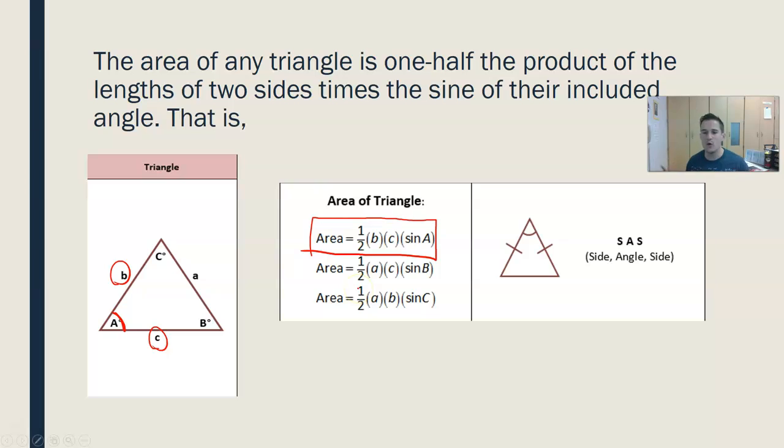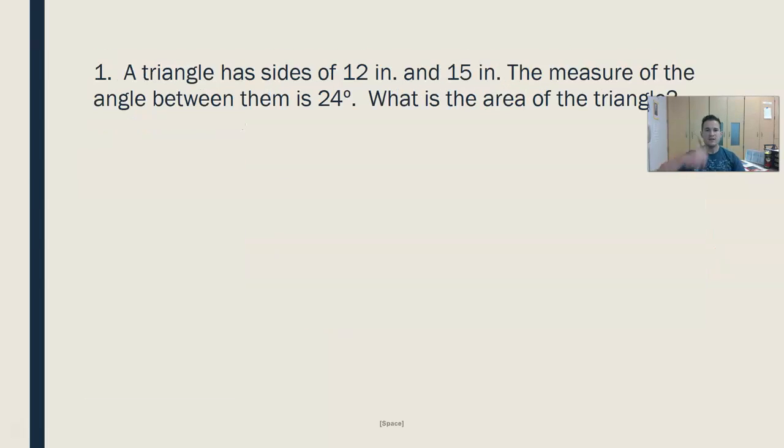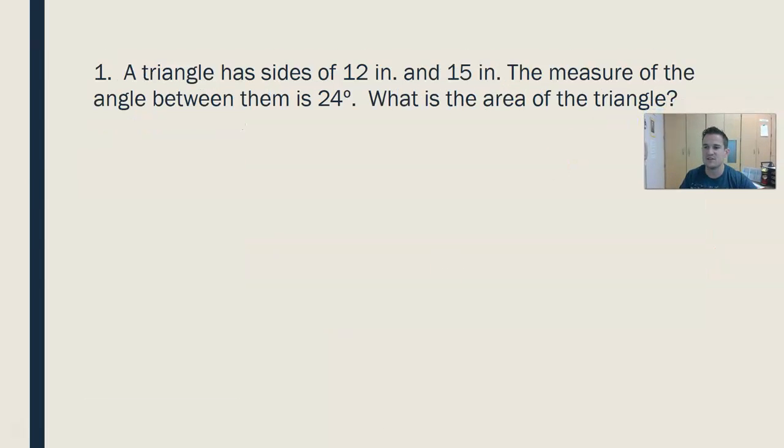And it doesn't matter what the side lengths are. That is why I have these other two area formulas here. But the area of any triangle, if I know a side, an included angle, and another side, is 1/2 times each of the sides multiplied by the sine of the included angle. That's how I find the area of any triangle given two sides and included angle. So let's try this out. These are examples in your guided notes.